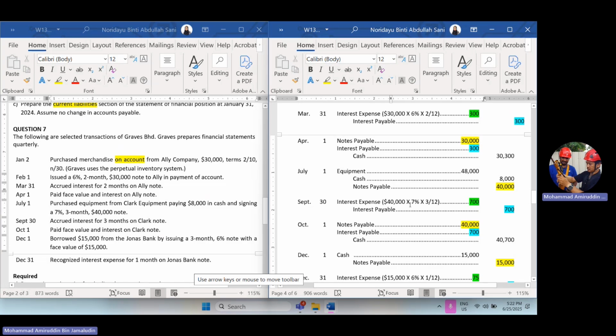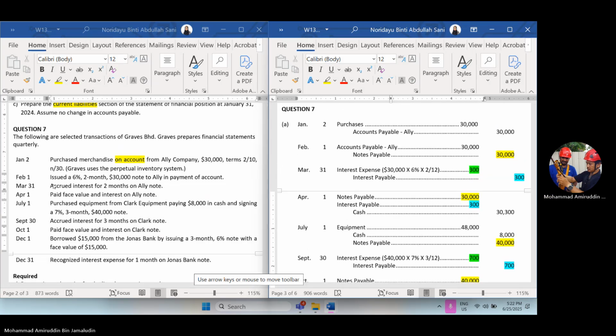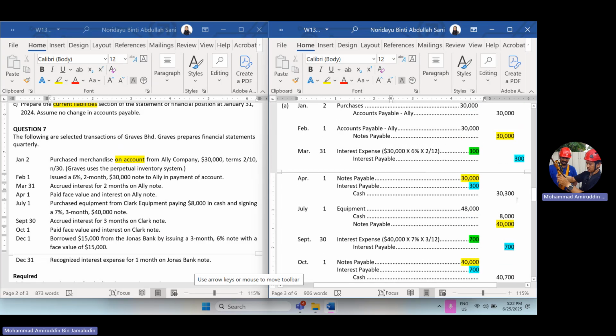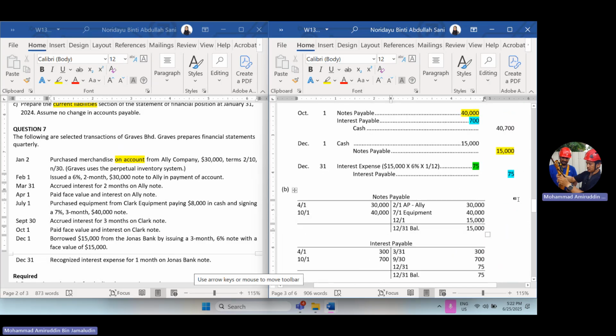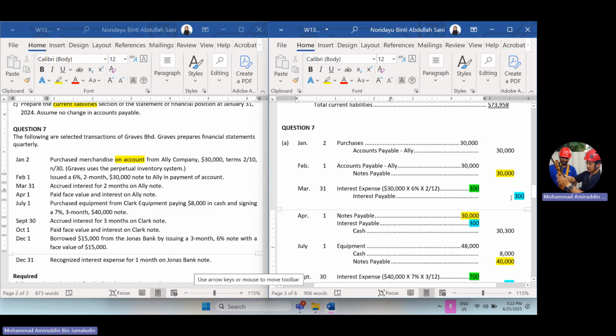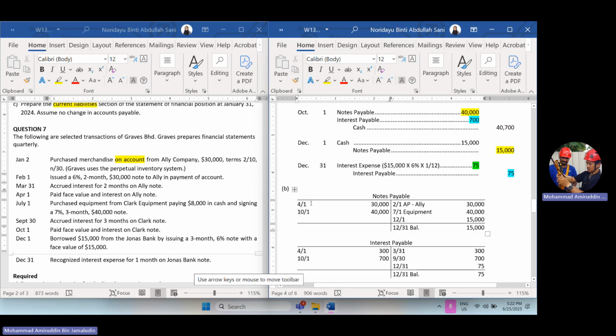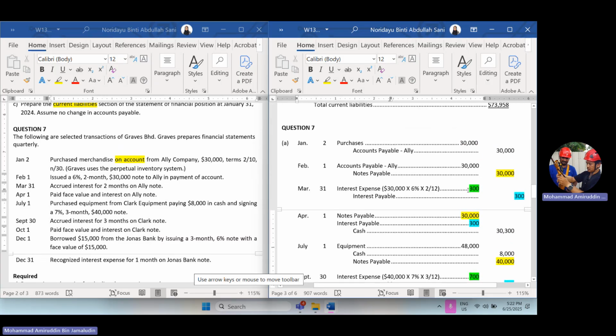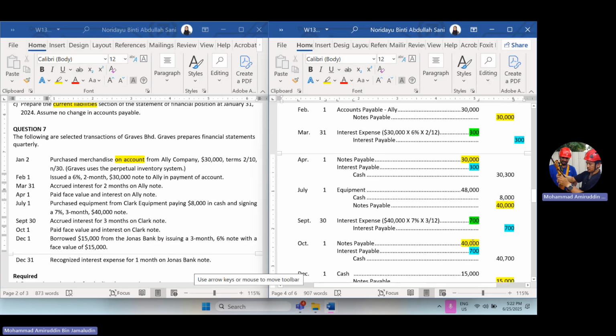1st December, is it? Where got 1st December? Now I'm confused. 15,000 notes payable. Oh, this is the balancing figure. Okay, then any debit. Here, debit, you see? 1st April, notes payable, 30,000 debit. So, this one. Cash. Right? And then what else we have? 40,000. Debit, notes payable, debit. This one and this one.